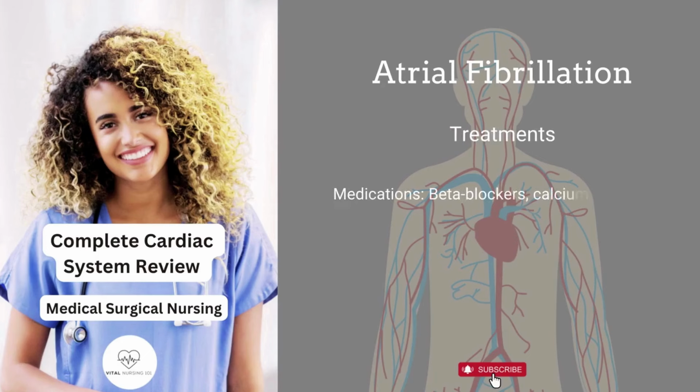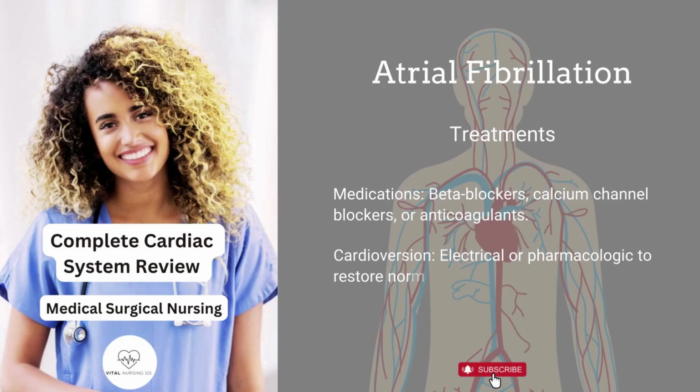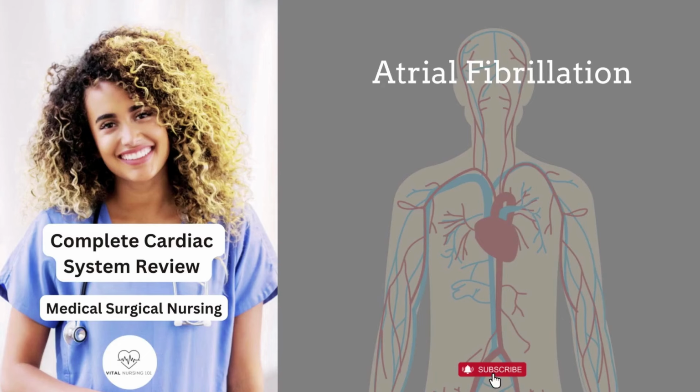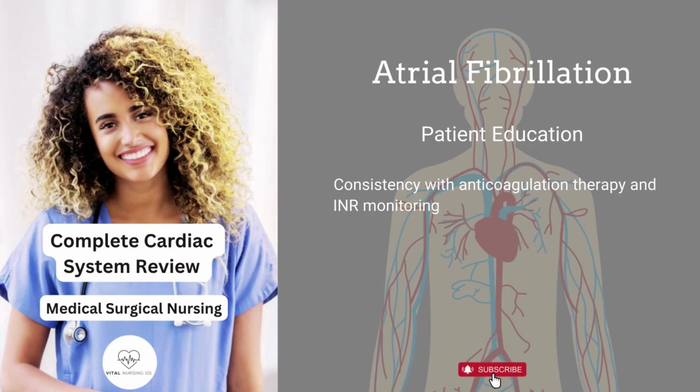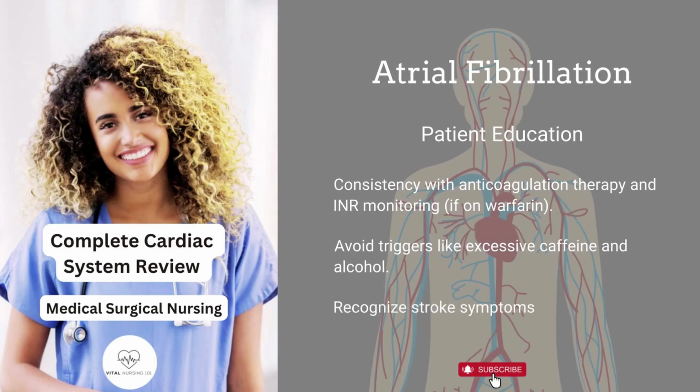Treatments are the following: medications, such as beta blockers, calcium channel blockers, or anticoagulants. Cardioversion, which can be electrical or pharmacologic to restore normal rhythm. And ablation therapy for recurrent or refractory atrial fibrillation. Patient education is the following: consistency with anticoagulation therapy and INR monitoring, especially if on warfarin, avoiding triggers like excessive caffeine and alcohol, and recognizing stroke symptoms and seeking immediate care.